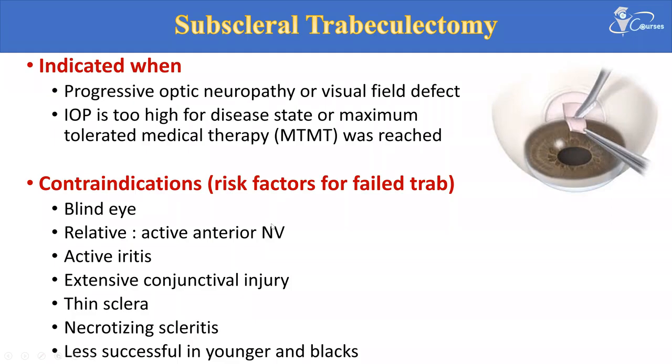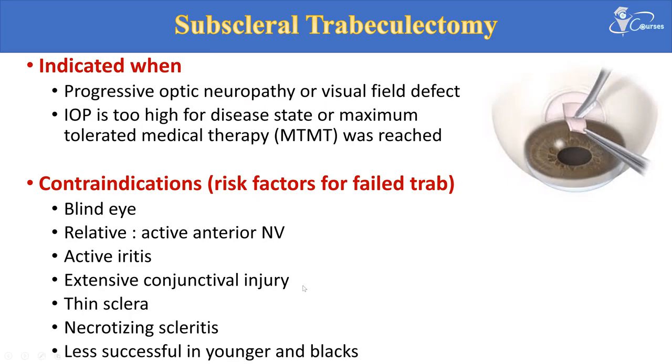Some relative contraindications, such as active anterior neovascularization. As I told you, if there is active inflammation or active neovascularization, this is a risk factor for failure of trabeculectomy. You should consider either control of inflammation and regression of the new vessels in order to consider trabeculectomy. Otherwise, think of another alternative, like a glaucoma drainage device. Active iritis, as I told you. So you see, inflammation and neovascularization always go hand in hand in this lecture, in the drugs and in the surgery.